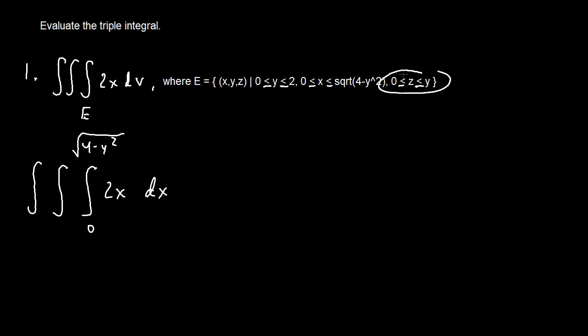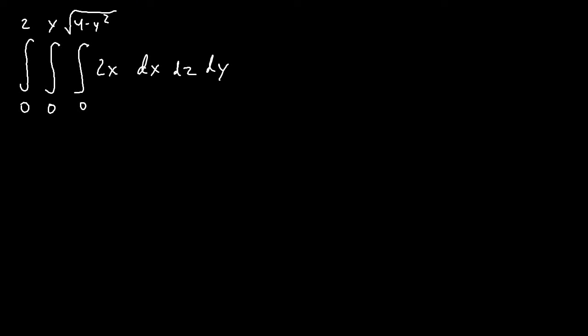Let's go ahead and just put from 0 to y for the z bounds next. So I'll put dz, and then finally the y bounds are constant, so that will go last from 0 to 2. So we have dy on the outside. So now we can go ahead and evaluate this integral.